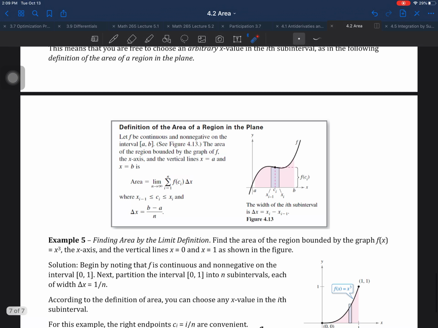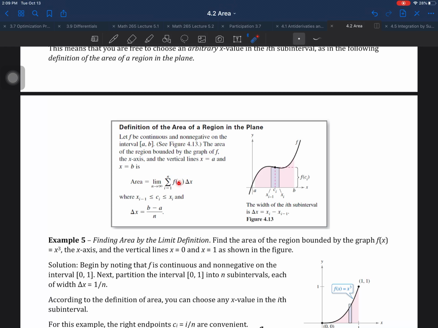And so we say, on this region, let f be continuous and non-negative on the interval from a to b. The area of the region bounded by the graph, a and b, and the x-axis can be found by saying the area equals the limit as n goes to infinity of this summation, where this is the width of the rectangle. We already know how to find the width of the rectangle.